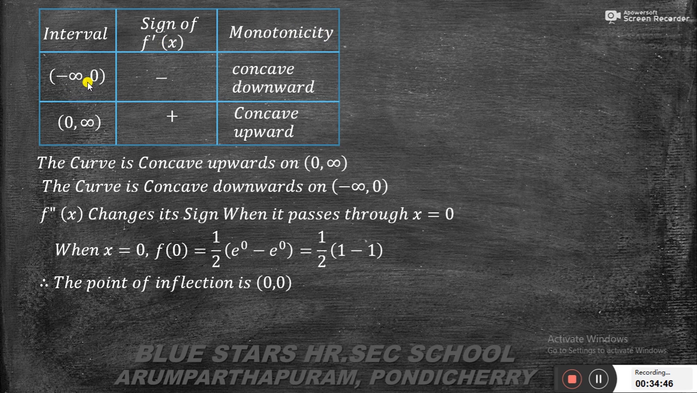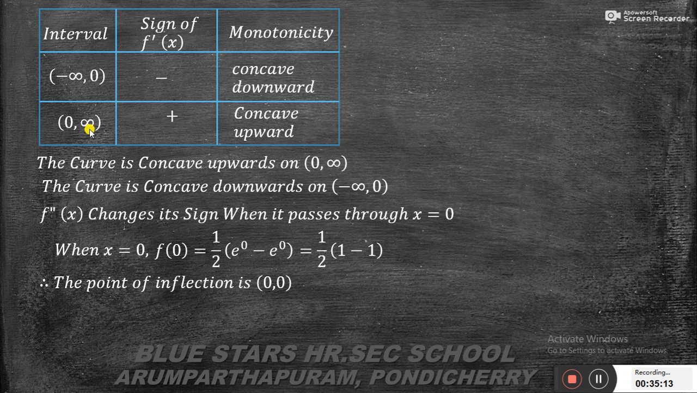The first interval is minus infinity comma 0. I take any number from this; suppose I take x equal to minus 1, a number before 0. I substitute x equal to minus 1 in f double dash of x, and I get the sign minus in the answer. So I write minus, which means concave downward. I write it here. Next, 0 comma infinity. I choose any number between these.